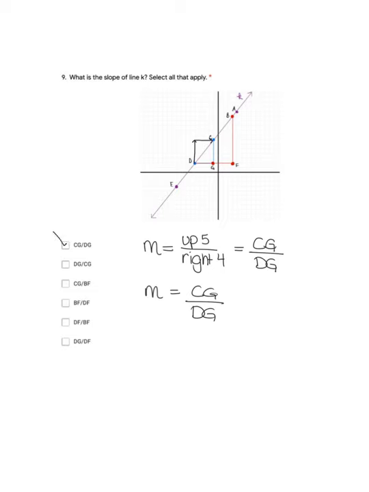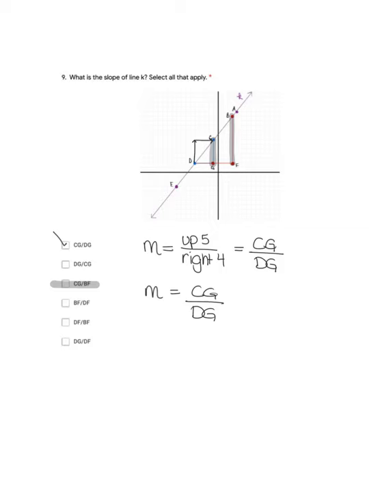We can also eliminate the third answer choice because it says CG over BF. So if we look at CG over BF, this isn't even rise over run. Those are both rises, so we can eliminate this one.